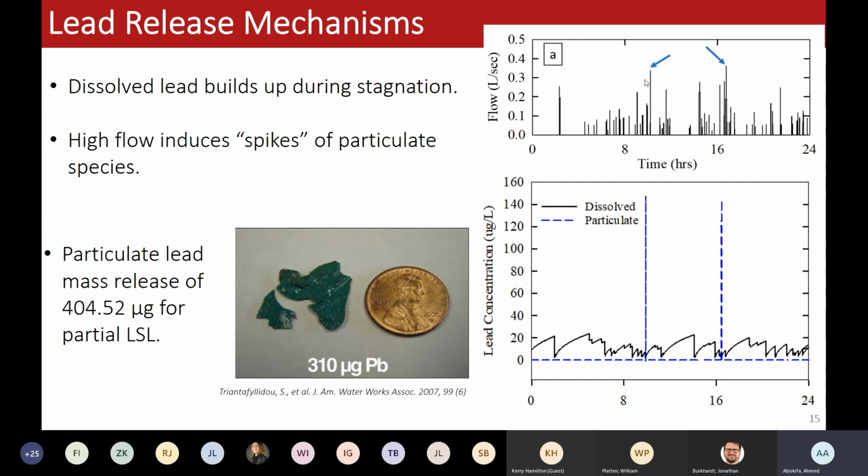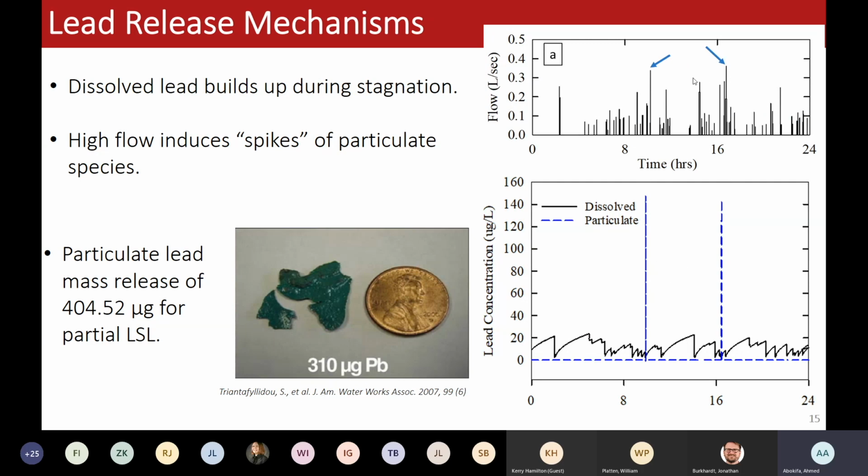For particulate lead, the release doesn't really happen unless you have a very strong flow event. So here you see that we have two spikes of particulate lead release represented by these two dashed lines. And they happened for the two largest flow events during the day.